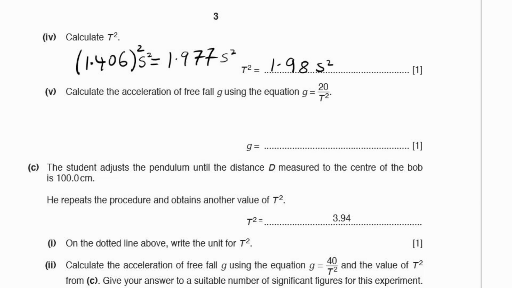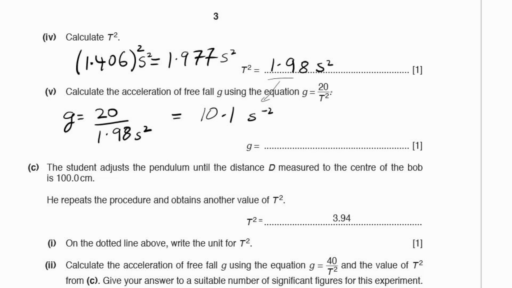In part 5, calculate the acceleration of free fall g using the equation g equals 20 divided by t squared. Alright, let's do that. g equals 20 divided by t squared, 1.98 seconds squared. Now, this will give us a value of 10.1. We'll get 3 significant figures here, we'll carry that forward. 10.1 seconds to the negative 2.